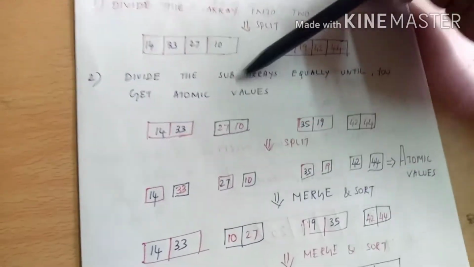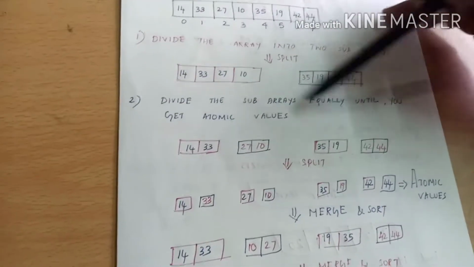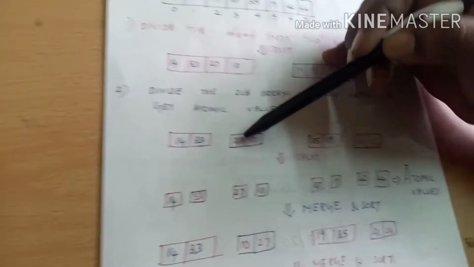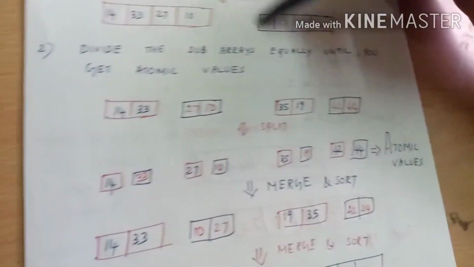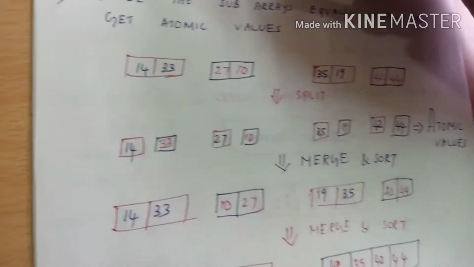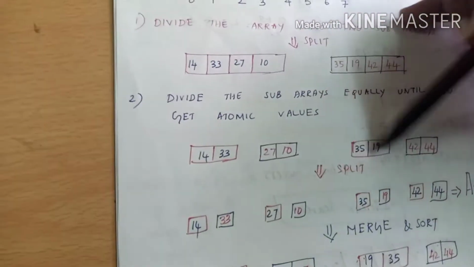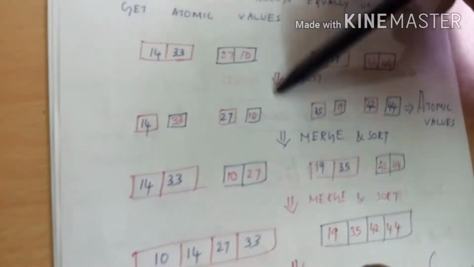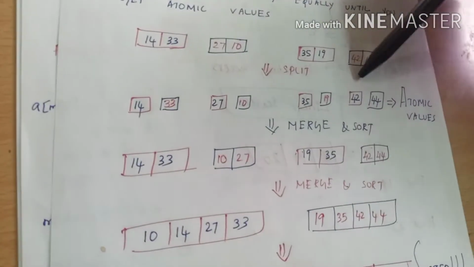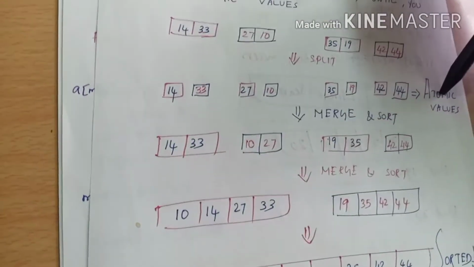Now what we want to do is iterate. We divide the subarrays equally until we get atomic values. We have to keep on dividing the elements until we get atomic values. Atomic value means a single element. So I take the left subarray and divide it into 2 halves, 14, 33 and 27, 10, and I take the right subarray and divide it into 2 halves, 35, 19 and 42, 44. You can see the array is further divided into elements of 2 and 2. Since I didn't get atomic values, I am going to split it further: 14, 33, 27, 10, 35, 19, 42, 44. Now we have the atomic arrays.